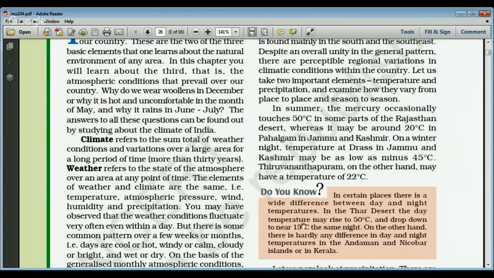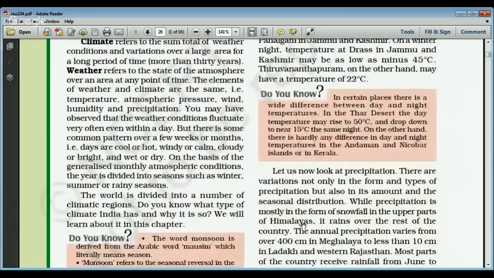And the elements which define either the weather or the climate are the same. There are six elements: temperature, atmospheric pressure, wind, humidity and precipitation. So these are the elements which are common for the climate as well as weather. But out of these, two are the most important, and they are temperature and precipitation. We will come to know that these two are the most important in deciding the weather and climate, and the various types of climates across the globe as well as in India.